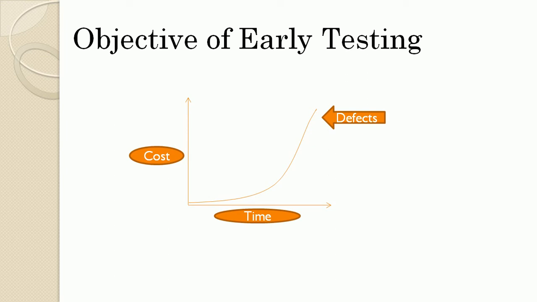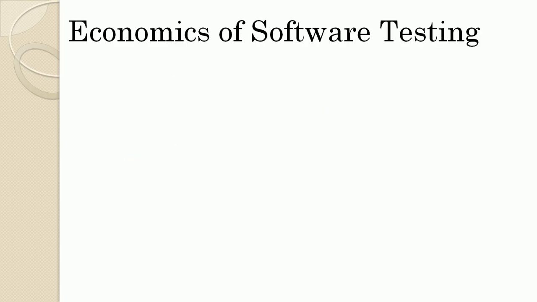Now let's understand, as per early testing, the economics of software testing. Economics of software testing is all about when to stop the entire testing process. See guys, testing should be stopped when it meets the exit criteria. Exit criteria describe enough testing to be done. Unlike when to start testing, it is very difficult to determine when to stop testing, because testing is a never ending process. No one can say that any software is 100% tested.